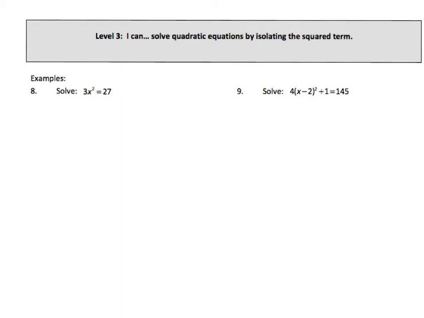Okay, so the first way is by isolating the x squared term. If you remember when we had equations way back in freshman year and sophomore year, we would have like 3x equals 27, and I'd ask you to solve for x. So I would go ahead and divide both sides by 3, and then I'd say x equals 9. So what we just did is we isolated the x term. Well, what we want to do in this unit is isolate the x squared term, and we're going to take it one step further.